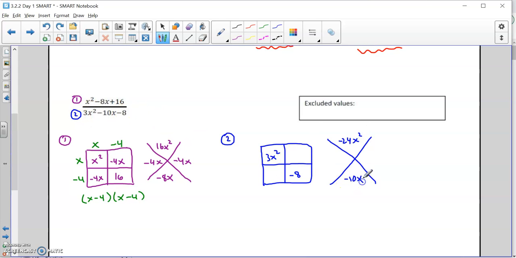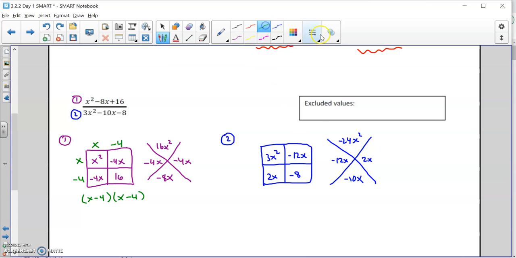Negative 10x goes on the bottom, and at first you might want to use 6 and 4, but you'll probably quickly realize that it won't actually work. With these numbers you want to use negative 12 and 2, because negative 12 times 2 is negative 24. Negative 12 plus 2 is negative 10.